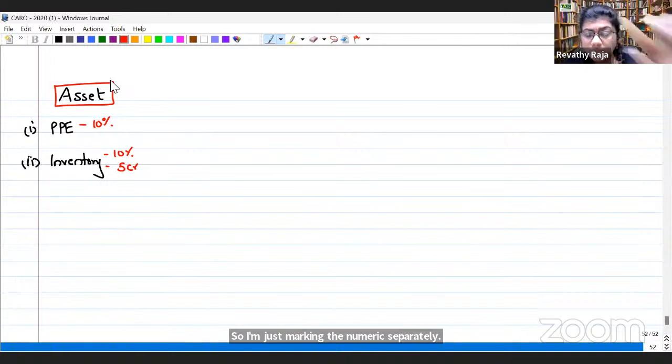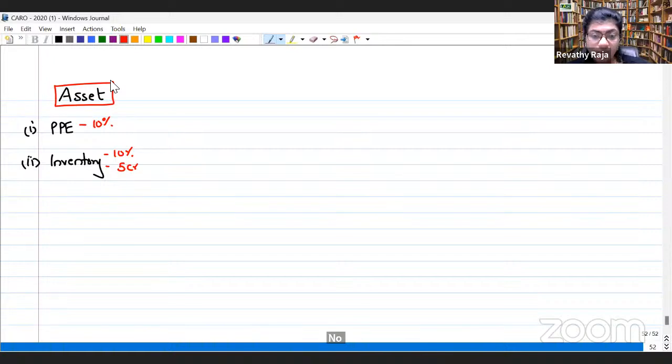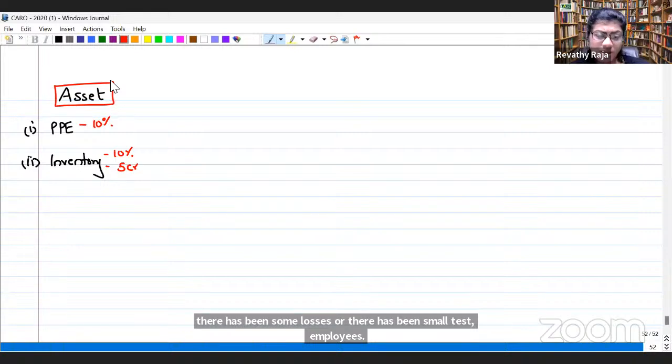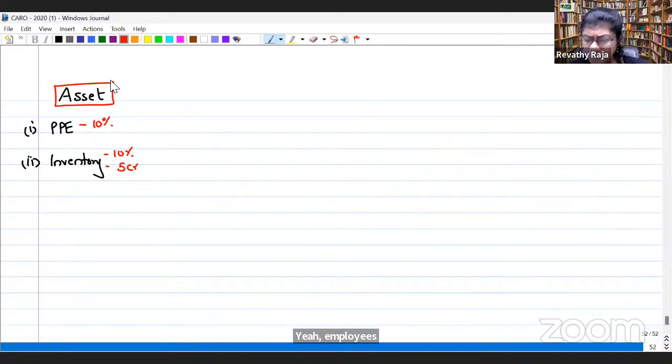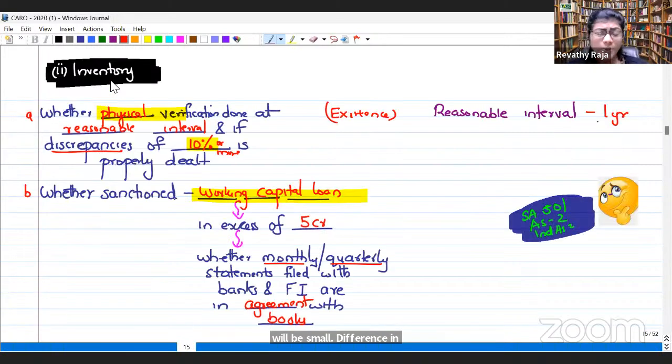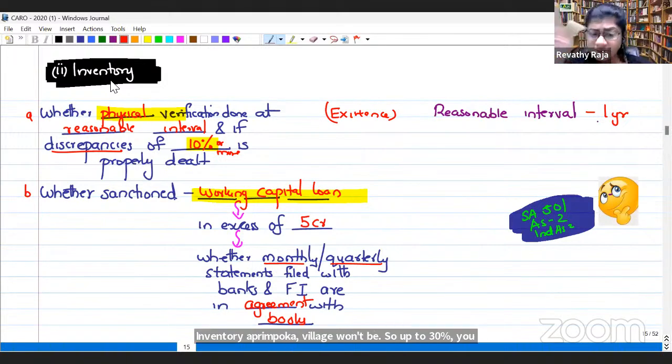How can a discrepancy come? How to answer that? Between book inventory and actual inventory, there can be chances that there have been some losses or small theft. Employees may have stolen some inventory. There will always be a small difference in inventory, even practically; inventory will never match perfectly. So up to 10%, you can leave it; 10% or more, you report.